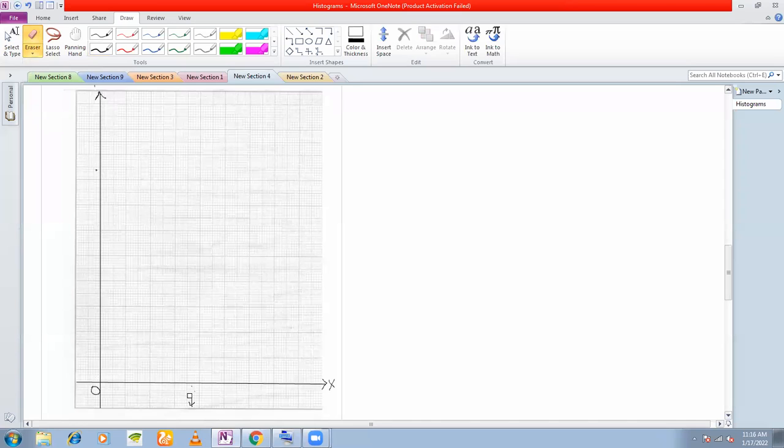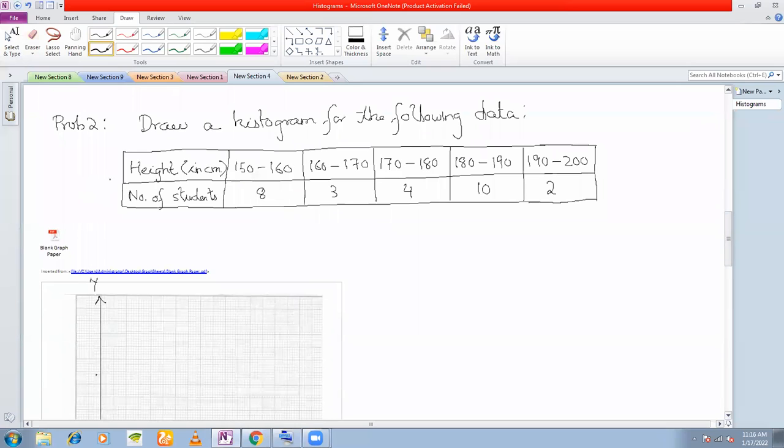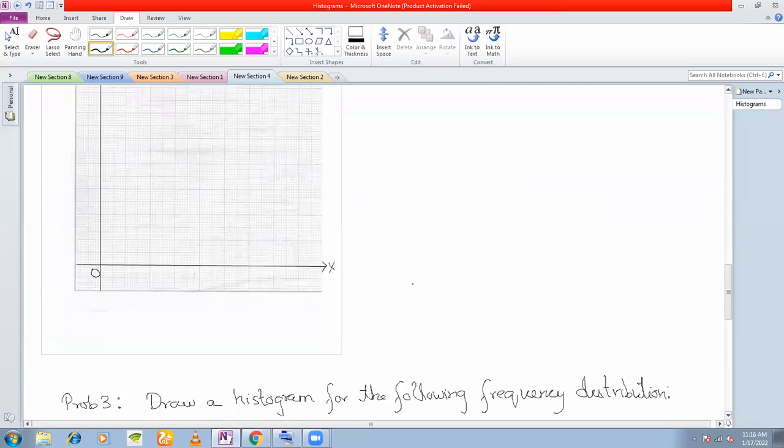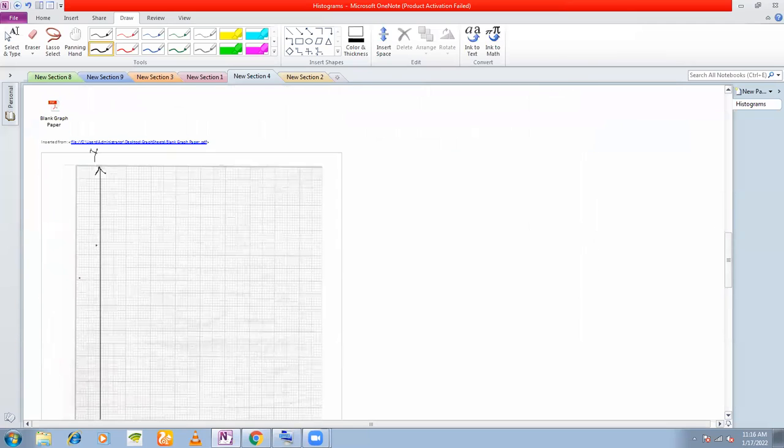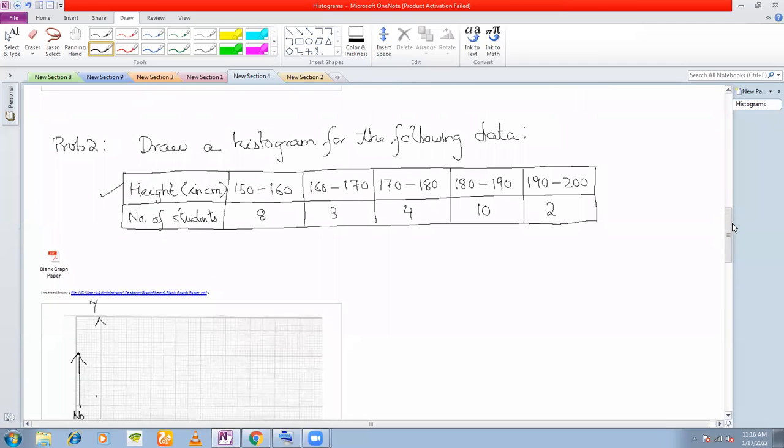The next thing that we are going to do is write what we are plotting. In the x-axis, we are going to plot the class boundaries. So we write the height. In the x-axis, we have the height, right? And in the y-axis, we must have the number of students. It must not grow out of the squared graph. Okay, mine is going out. You must keep it within the squares. Number of students.